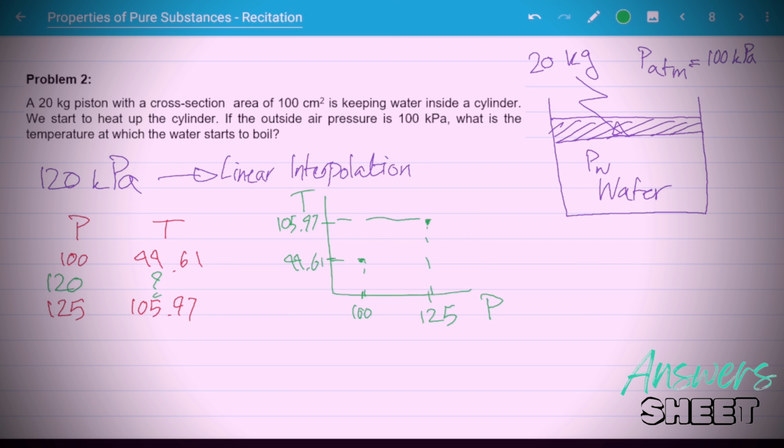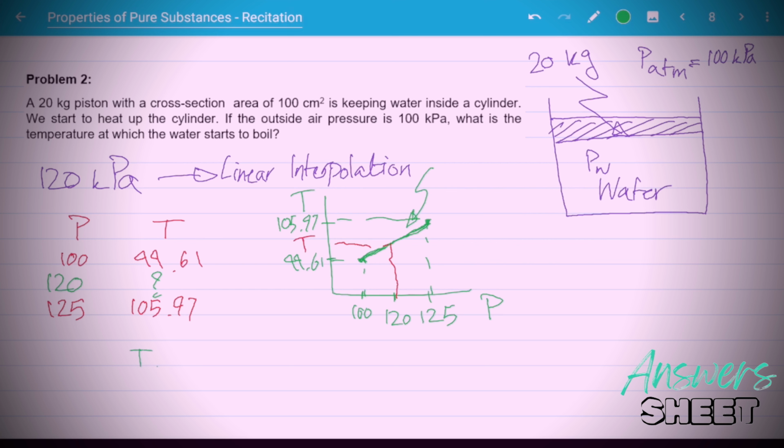And I'm looking for the pressure 120. I want to find the temperature at 120 kilopascals. So what I'm going to assume is that between these 2 points that I know, I can draw a straight line, and then I can find the temperature using this line. Now, all we need to do is find the equation for this green line. So let's get to it.